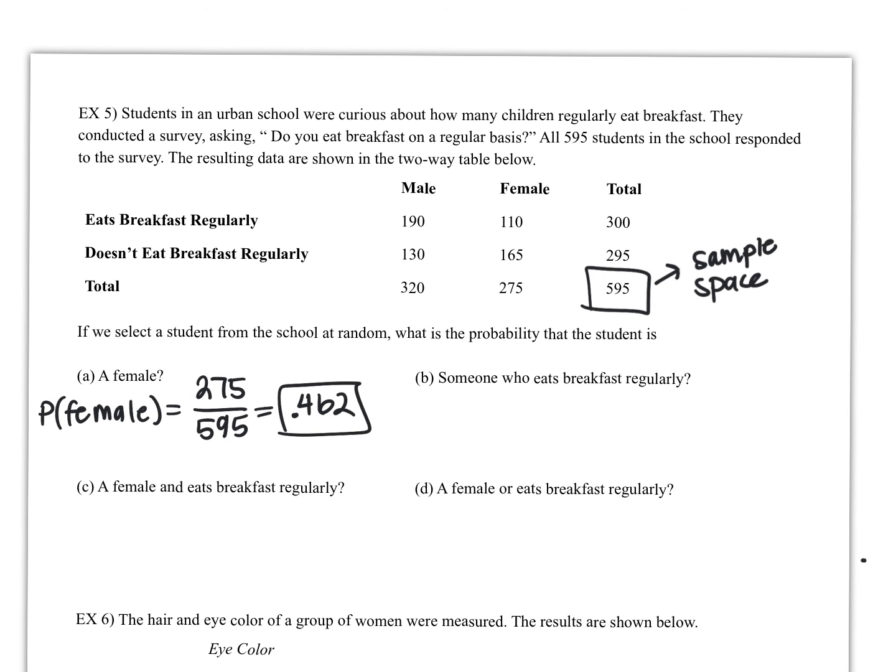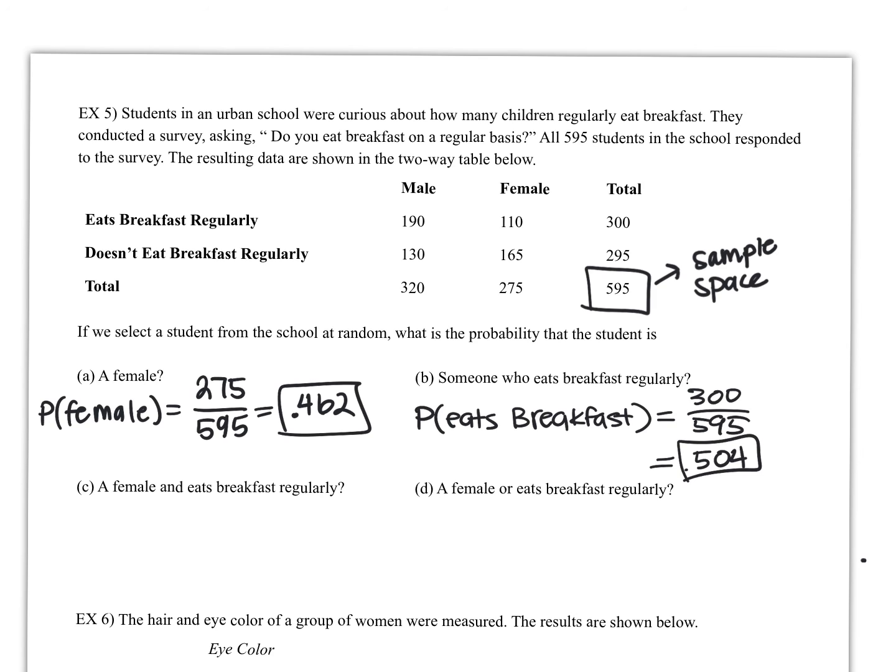Next, we want to know the probability of someone who eats breakfast regularly. So probability eats breakfast. I'm just going to abbreviate that, I'll write breakfast. So total number of students who eat breakfast regularly, 300 over our sample space, 595. So 300 divided by 595 gives us 0.504.